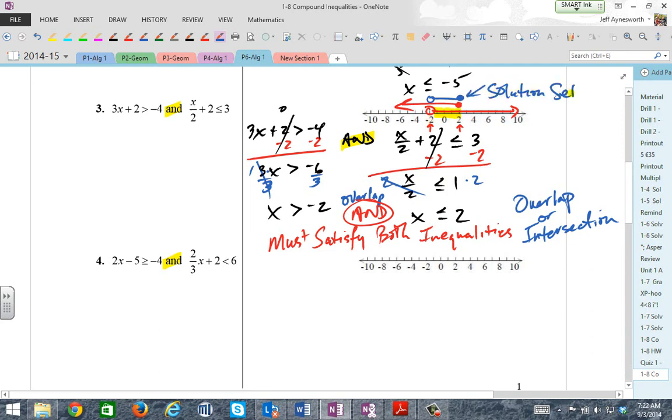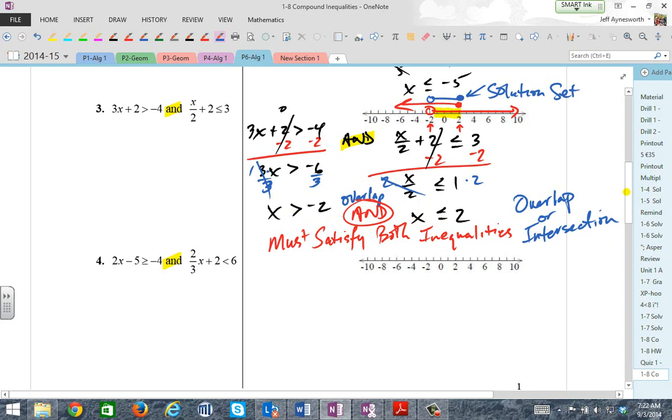I'm looking for that third piece here. The two pieces in red are just the two inequalities individually, but where do the numbers exist that satisfy both? Well, it's the intersection in that yellow area between -2 and 2, including 2 because it's solid. So you have to have that third piece right here. That's our solution set.